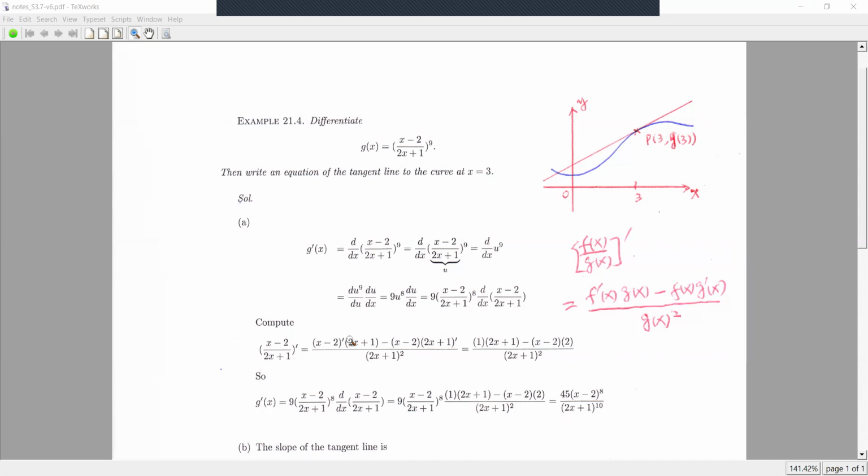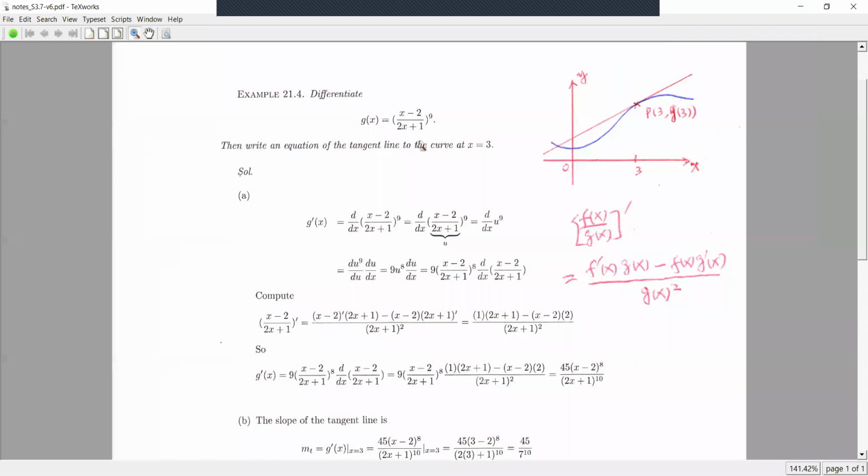Derivative of x minus 2 is 1. Derivative of 2x plus 1 is 2. So this is the result of this derivative. Now plug in the result here. Then the derivative of the function g is this. Simplify this expression, then we get the result. This is the derivative of the function g.